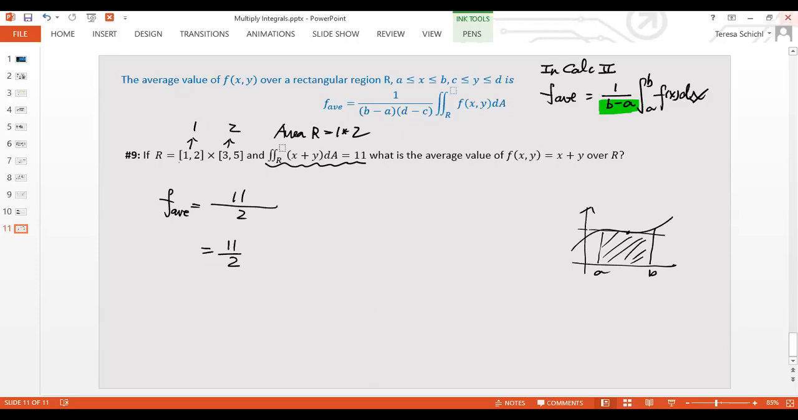Okay, that's it. The next topic we're going to talk about is what happens when your integration region is not this nice anymore, not rectangular anymore. Then how do we do it?